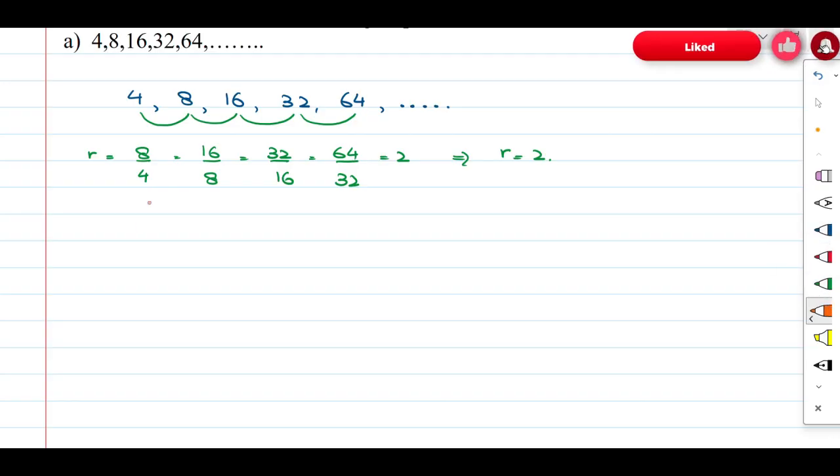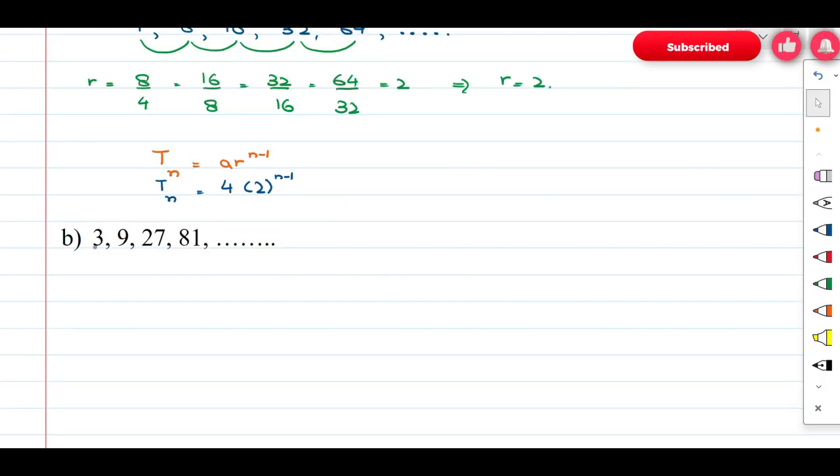All right, now the nth term for that sequence is Tn equals a r power n minus 1. So here we can say the nth term is equal to a, the first term of the sequence, which is 4, r is the common ratio, which is 2, power n minus 1. So this is the nth term for that sequence, right?